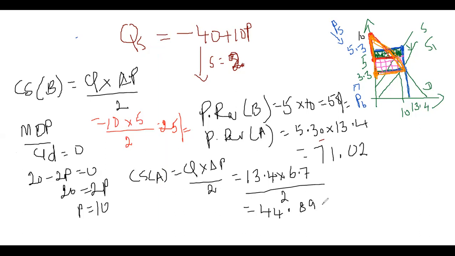44.89. 44 rupees and 89 cents. This difference, I'm not going to show that difference. You can easily get that. So this difference, 44.89 minus 25, is the change in consumer surplus. Then students will go to the next part of the same question.